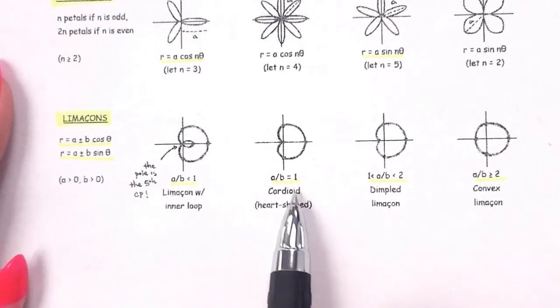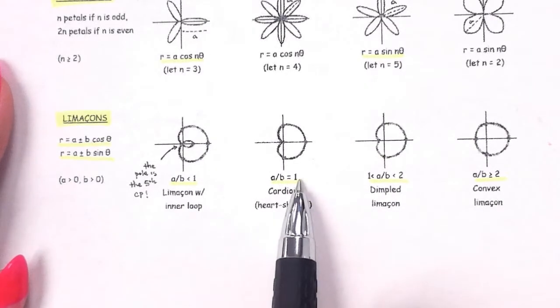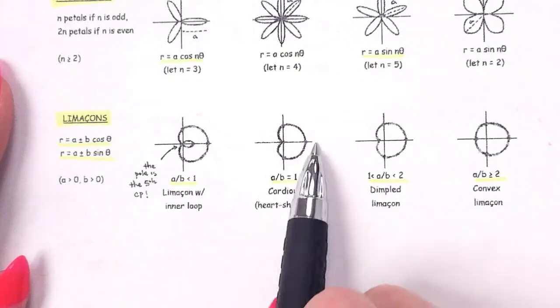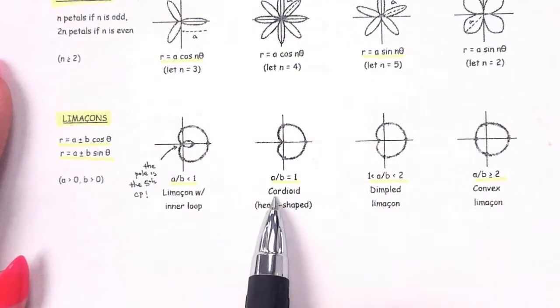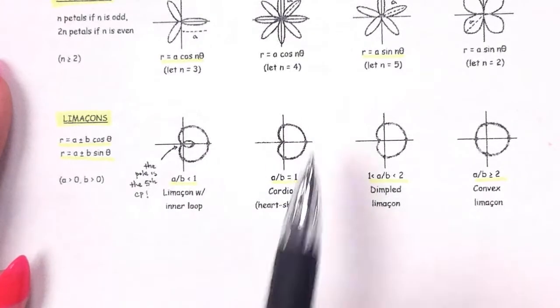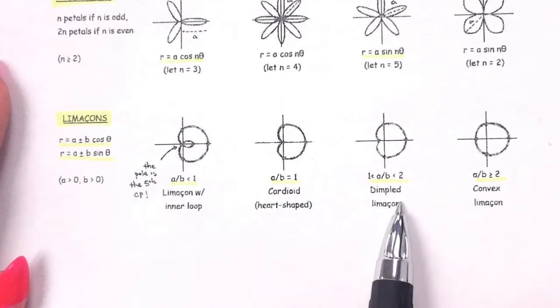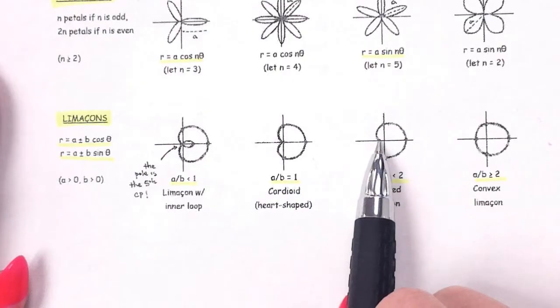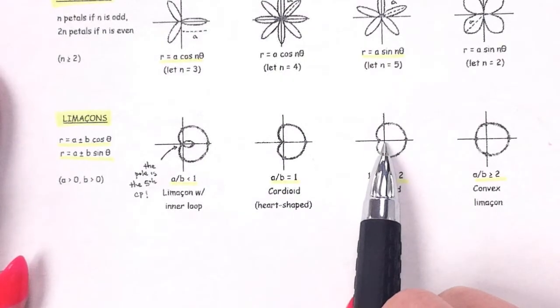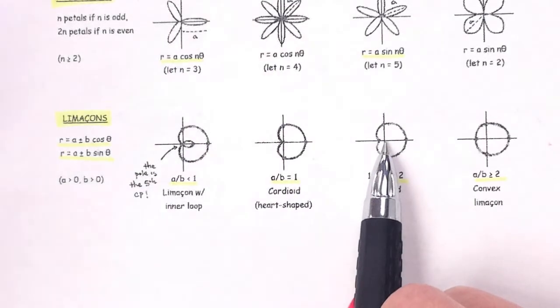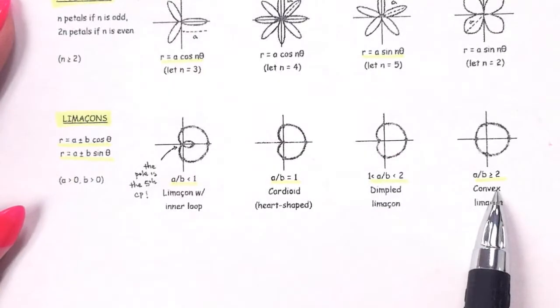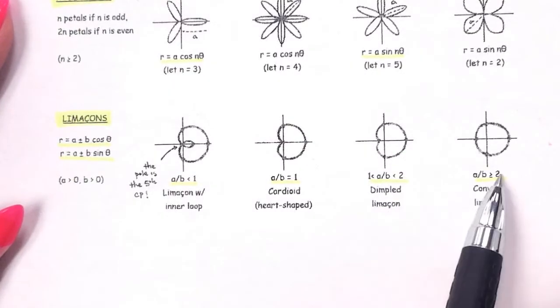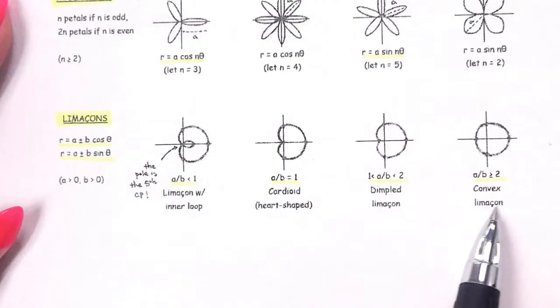For A over B equal to 1, you're going to have what we call heart-shaped, a cardioid, but I feel like that looks like something else to me. If A over B is between 1 and 2, then it's dimpled, so it doesn't go all the way to the pole. That's not called an origin anymore, it's called the pole. And if A over B is bigger than 2, then it's called a convex limacon.